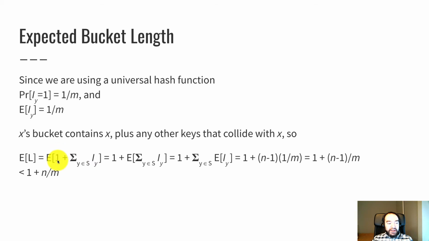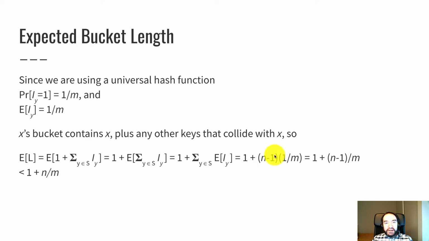So the expected value of 1 is just 1. We can distribute the expected value there. It's not a random value. And the expected value of this summation, we can distribute the expectation inside the sum. So we have 1 plus the summation for every y in S of the expected value of IY. And then we just said that the expected value of any IY is 1 over m. So we have this sum of all these 1 over m terms, and there's n minus 1 of them. So this expression here simplifies to 1 plus n minus 1 times 1 over m.